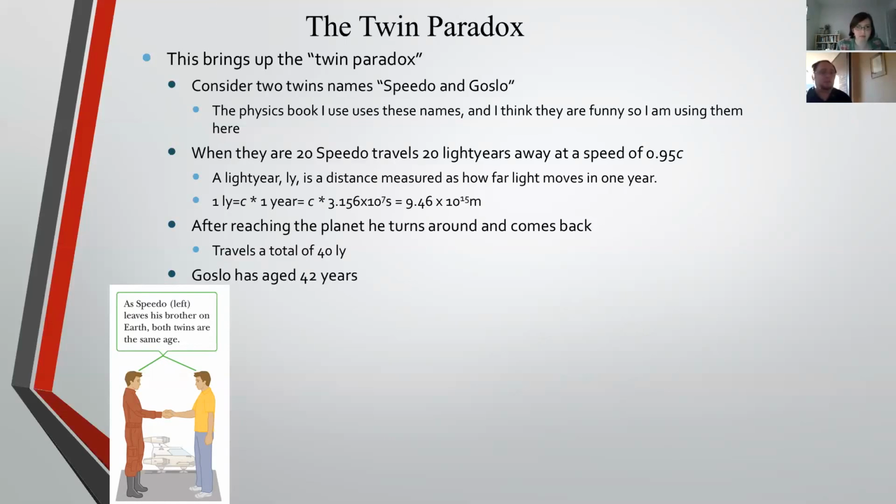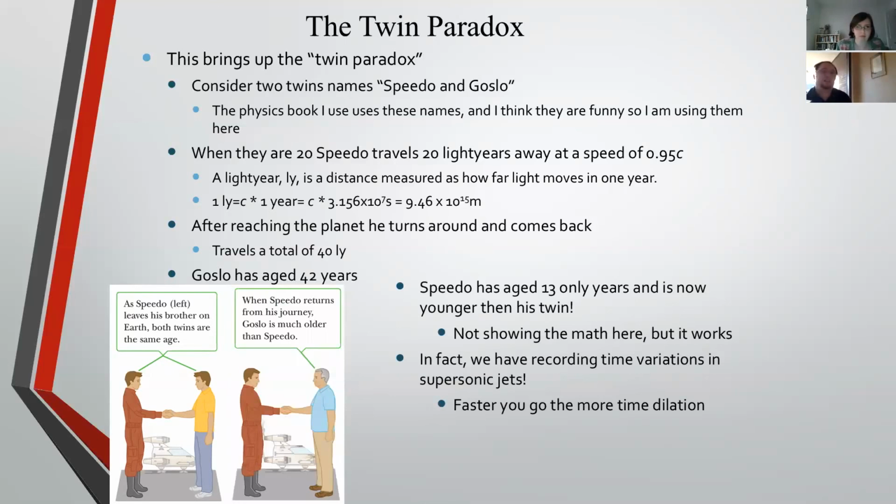So the guy on Earth, 42 years has passed between his twin leaving and coming back. The guy who traveled at 0.95 C, he only sees 13 years pass. So now the one twin is 30-something years younger than the other one. So it's like what they talked about in Interstellar. Interstellar has a lot of good science.